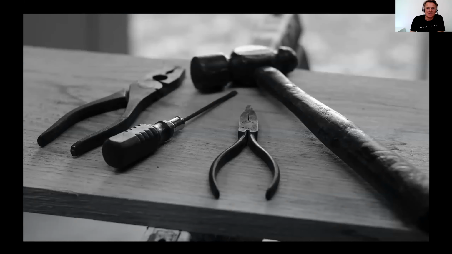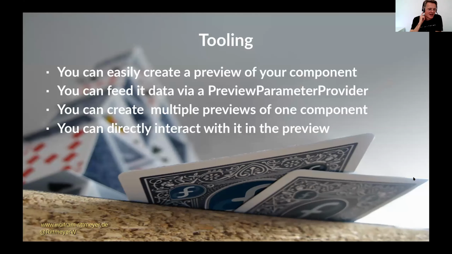So I initially mentioned this tech stack, and tooling is a part of this tech stack. And now this is actually the weakest area of Jetpack Compose, at least in my opinion. The tooling is simply not there yet. We have a preview of our composable component. We can simply preview every component actually. The only requirement is that the function does not take any arguments.